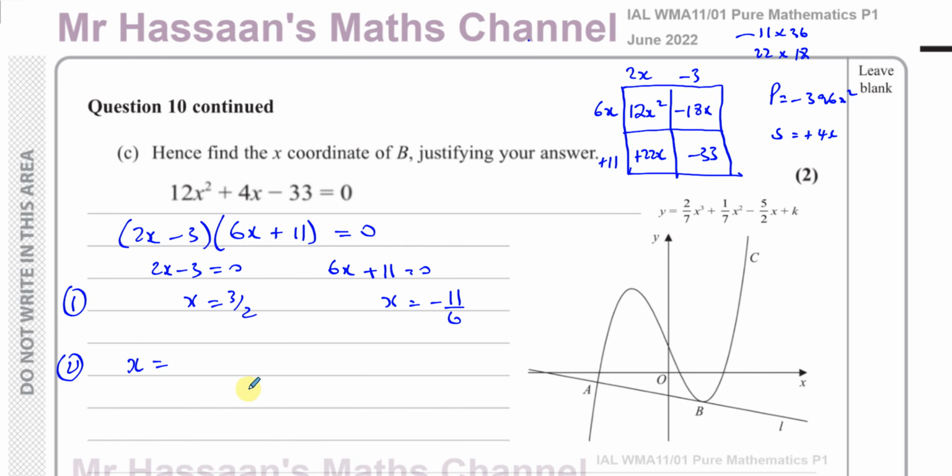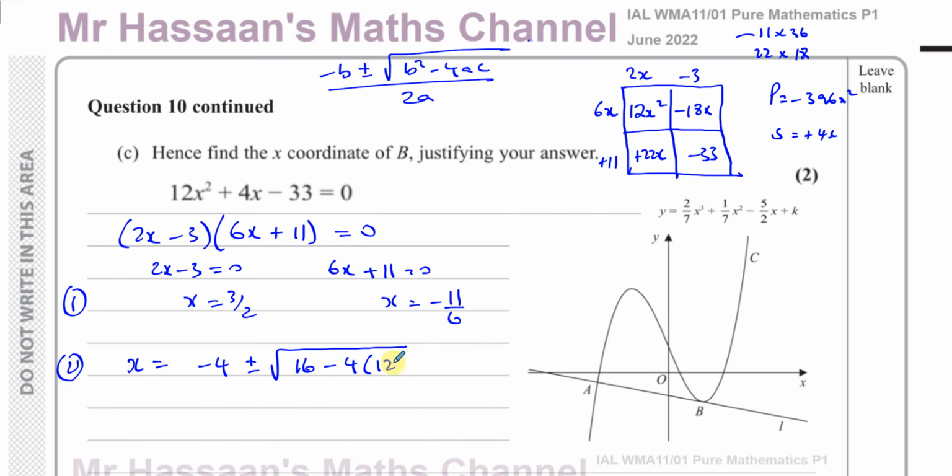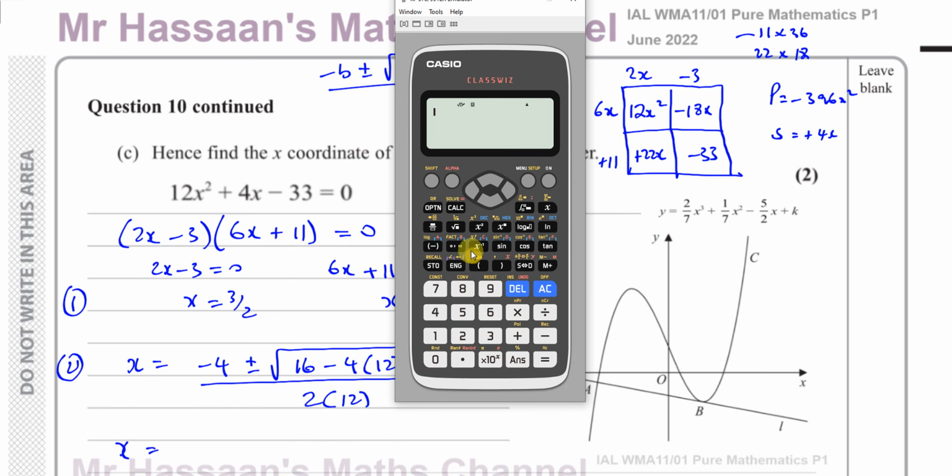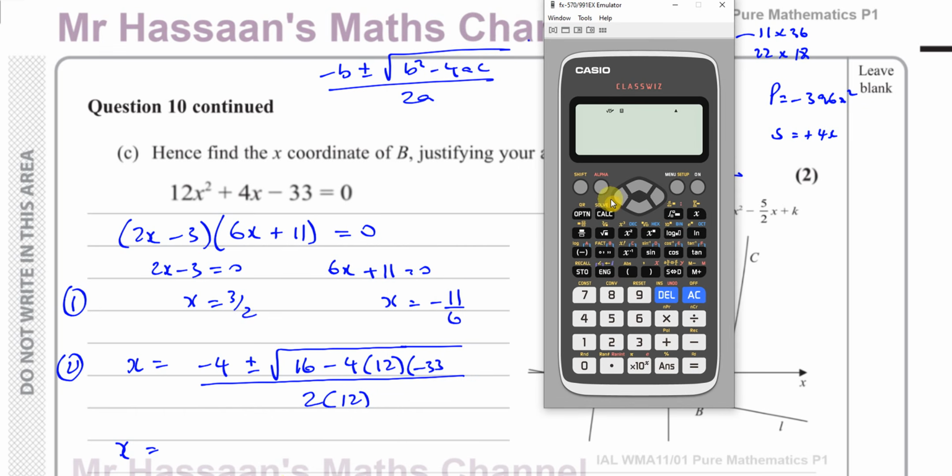And you know the formula is minus b plus or minus the square root of b squared minus 4ac, all over 2a. So you have minus b, which is minus 4, plus or minus the square root of b squared, which is 16, minus 4 times a, which is 12, times c, which is negative 33, all over 2 times a, which is 2 times 12. So that will give us our solutions. Showing that step is enough for you, and then writing the answers down.